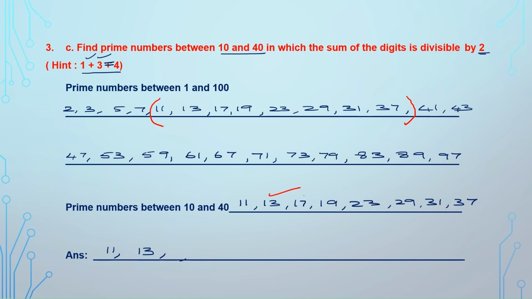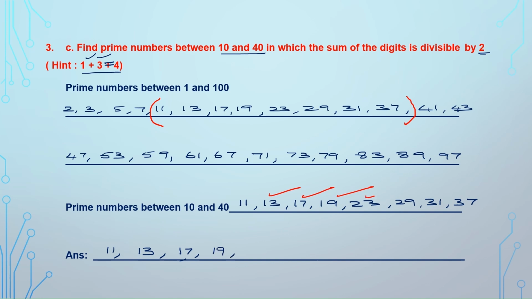Now take 17. 1 plus 7 is 8. 8 is divisible by 2. It's an even number. So we can write 17 also. Now let's take the next one, 19. 1 plus 9 is 10. 10 is also divisible by 2. So I can write 19.